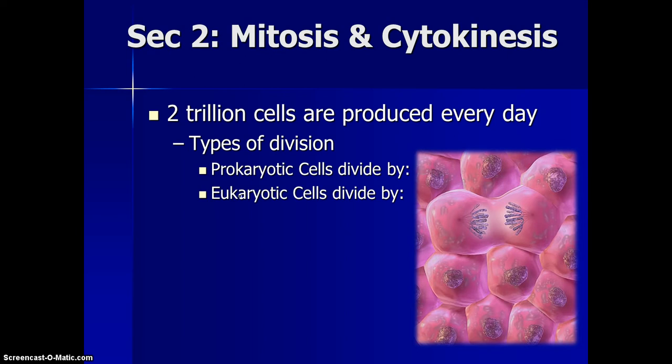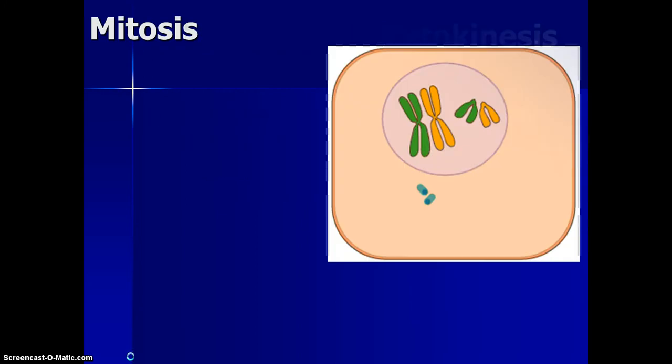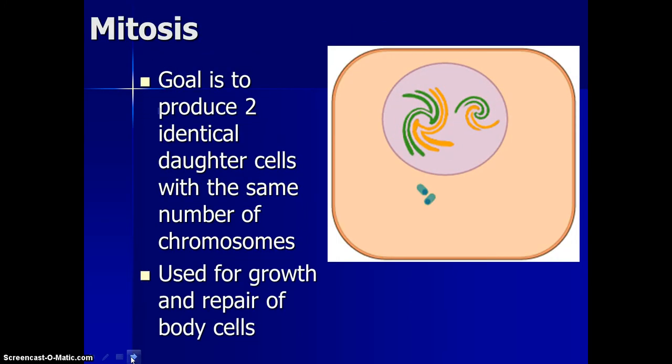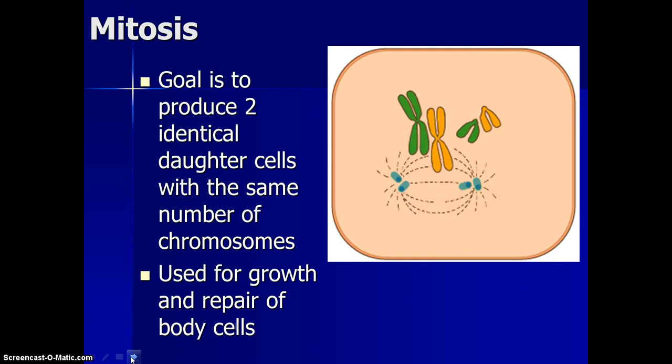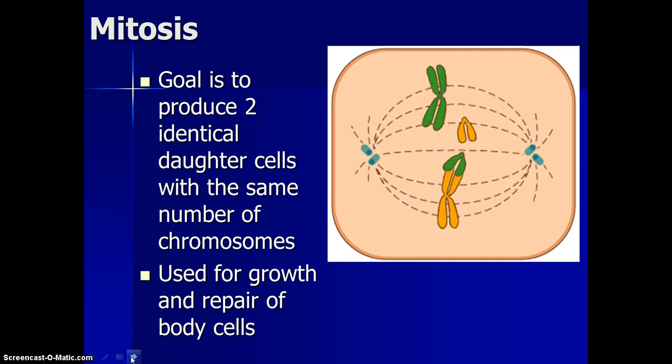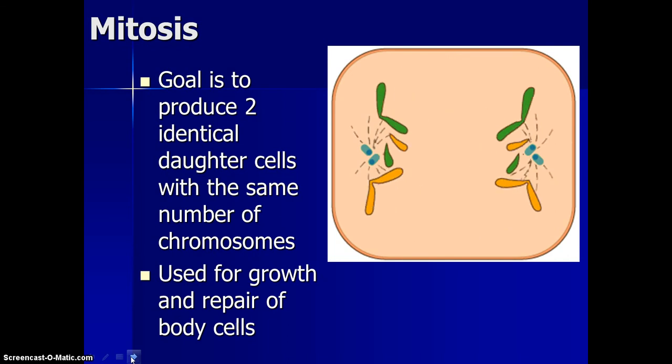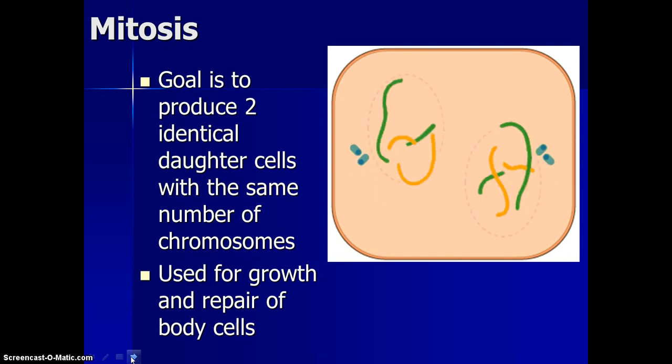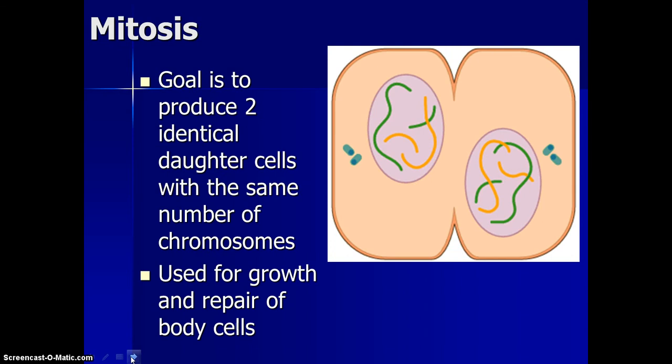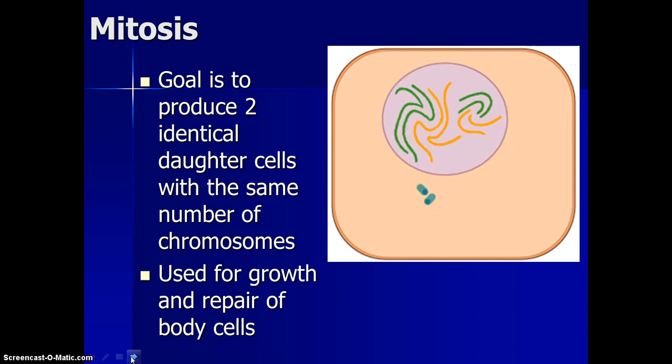Different types of cells will divide differently. If you're a prokaryote, you divide by binary fission. If you're a eukaryotic cell, you divide by the process of mitosis. The main goal of mitosis is to produce 2 identical daughter cells with the same number of chromosomes. If this goal wasn't accomplished, we would have a bunch of cells that are not the same, may be mutated, and could even perform the wrong function. Not a good thing.